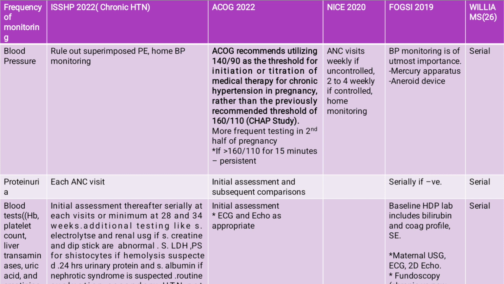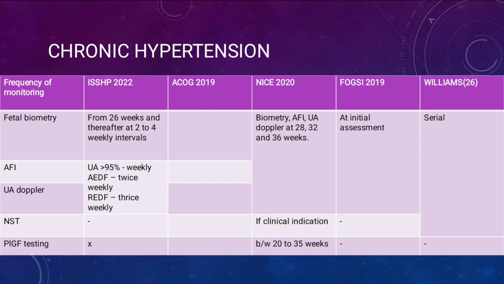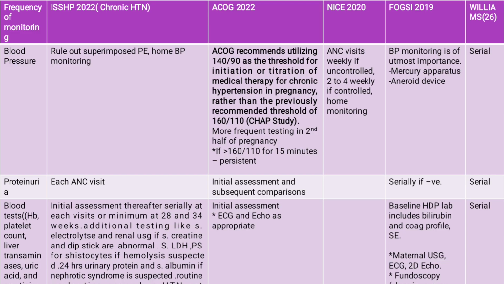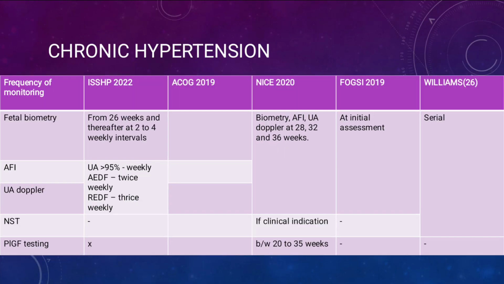ECG and echo as appropriate. Then ICE is almost the same. Home BP monitoring. But FOGSI 2021: maternal ECG, 2D echo, funduscopy. Nowhere do they mention funduscopy, I think. Frequency of monitoring, frequency of fetal biometry from 26 weeks, almost the same monitoring. There is not that much difference.